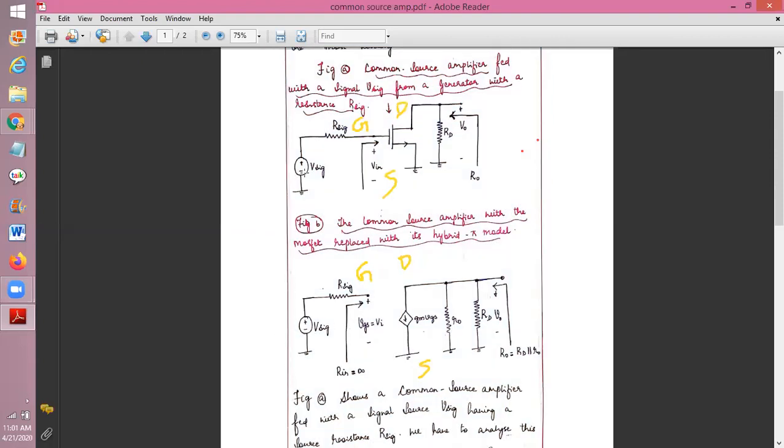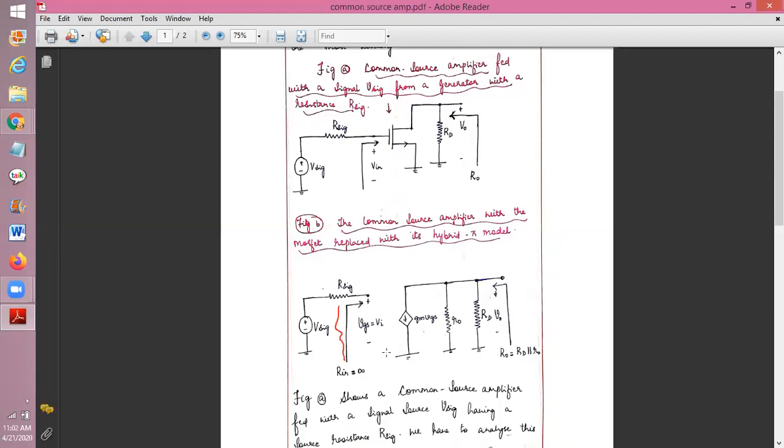Now this V signal is here. Looking at the main circuitry, we have to draw the hybrid model. Here V signal we have, here also V signal. R signal is there. Here there is a resistance. This is the resistance RG, which is the gate resistance between the gate and source. Actually there will be a gate resistance between the gate and the source terminal.